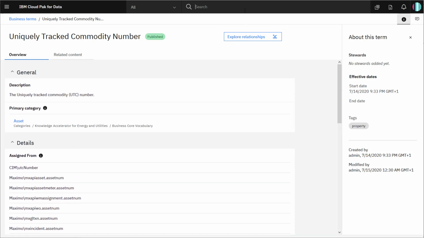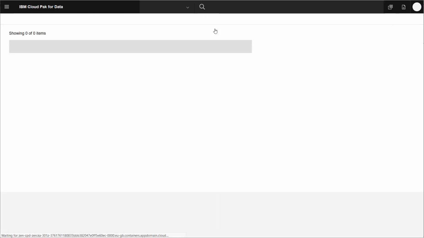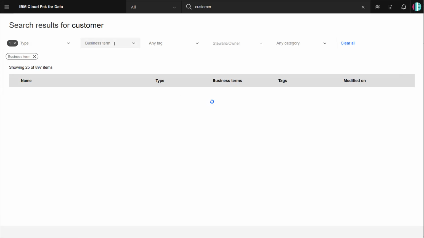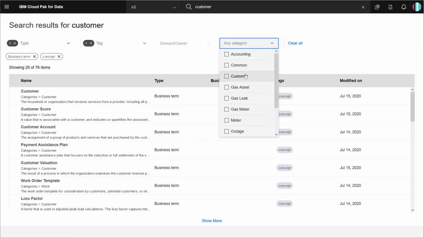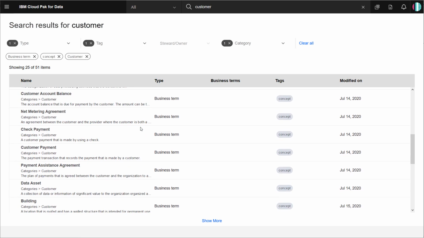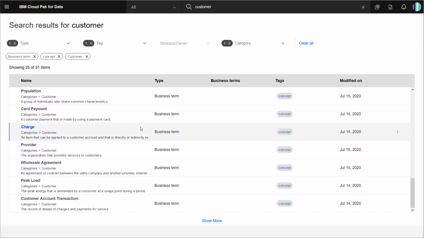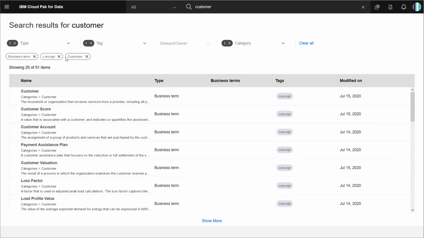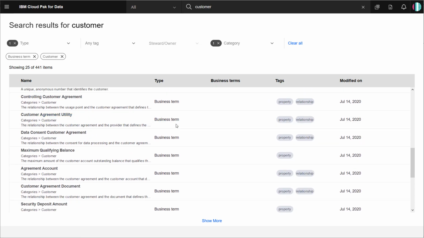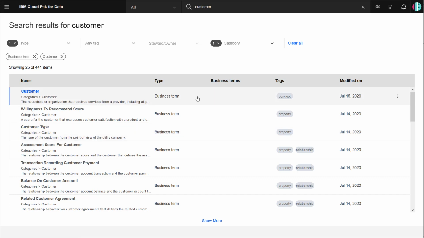Let's now quickly look at the terms in the customer category, this time browsing via the global search in Cloud Pak for Data. Let's restrict the search to business terms that are tagged as concept and are in the customer category. This yields 51 concept terms such as customer, customer account transaction. Now let's remove the concept tag, in effect showing all the terms in the category, whether concept or property. Note, there are 441 terms in total in the customer category.